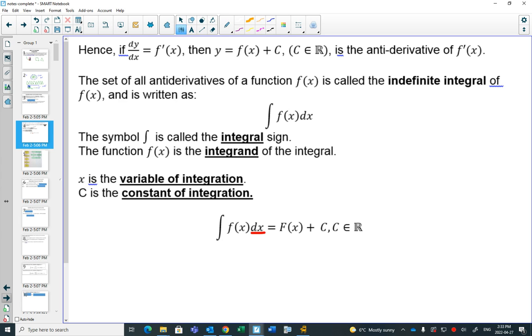Sort of like with derivatives, we always had that d dx, which means take the derivative with respect to x. When we did related rates, we always did d dt, because we were taking the derivative with respect to time. So we show that in the same way in integrals with that notation.